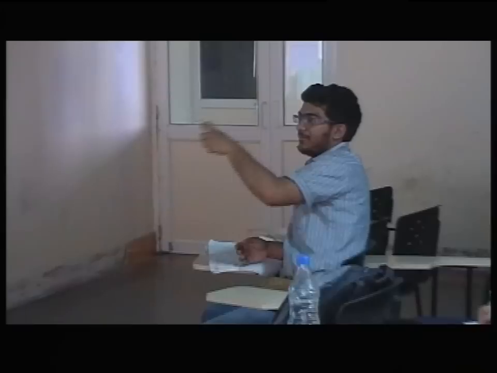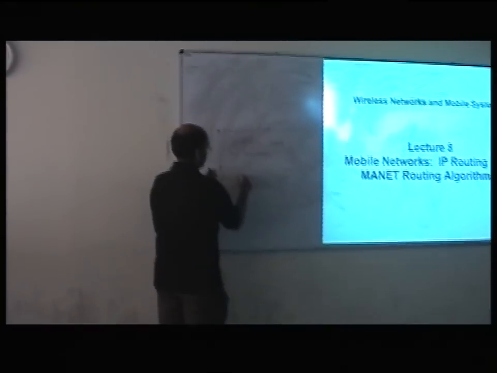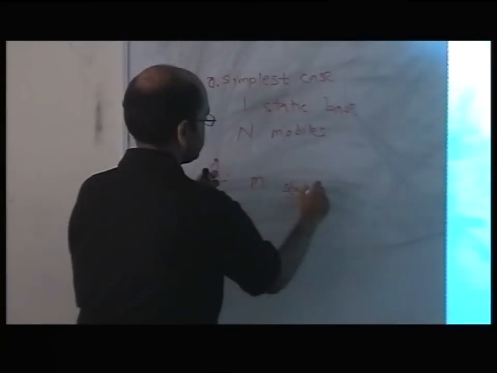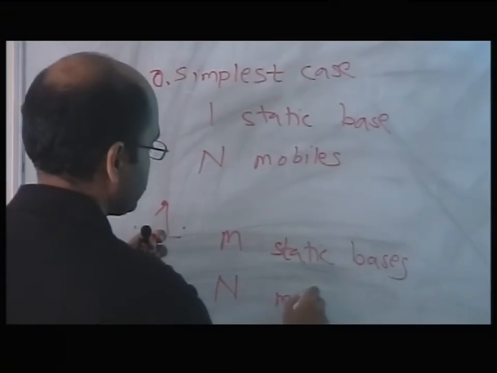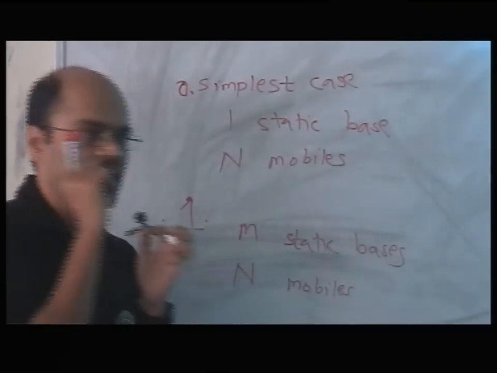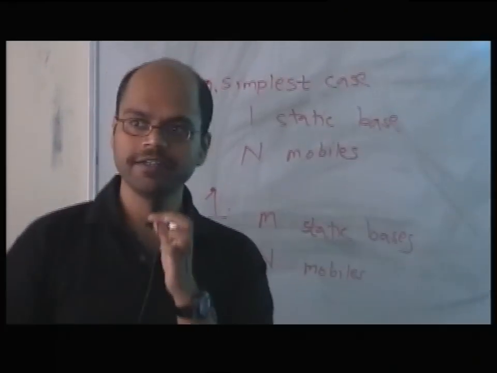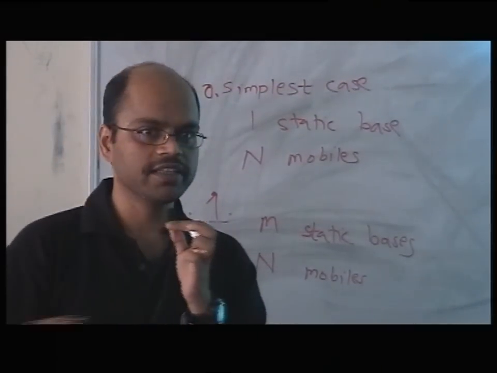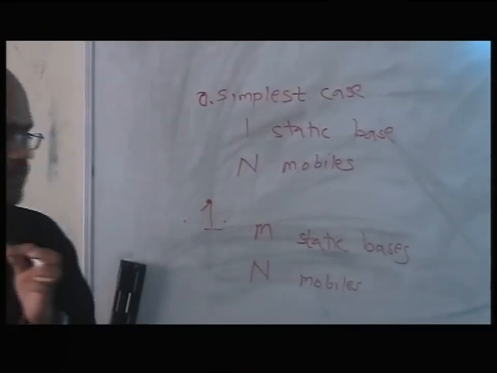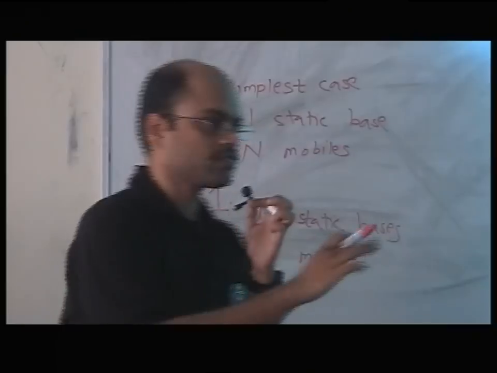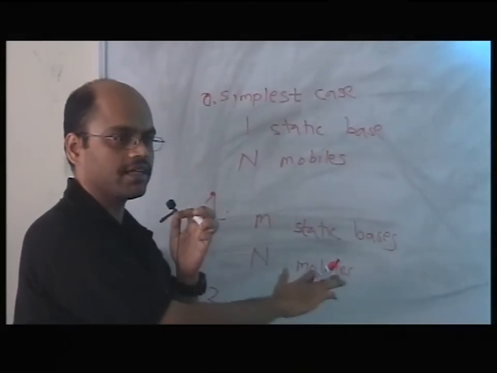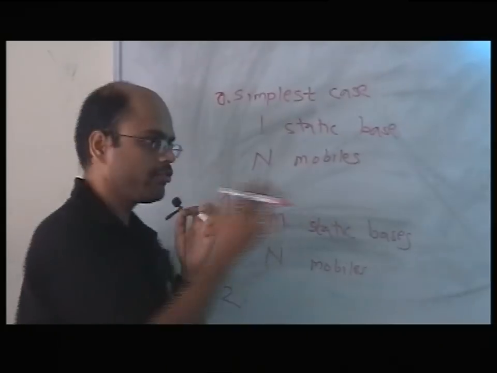More than one base station. So I'm saying M static bases and N mobiles. Every base station is unique, different, and independent, and then there are mobile nodes and they go from one base to another base. So this is what we have looked at already, and how routing is done. Now let's come to the next level of complexity. What will be the next step?